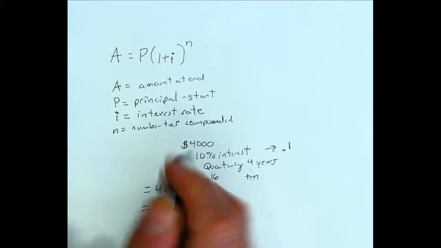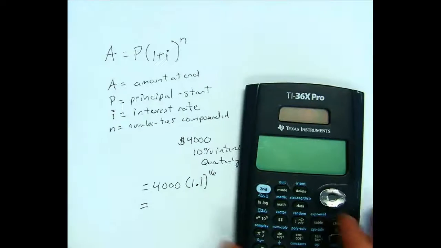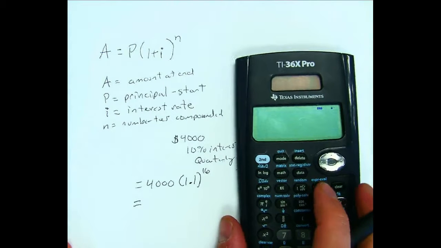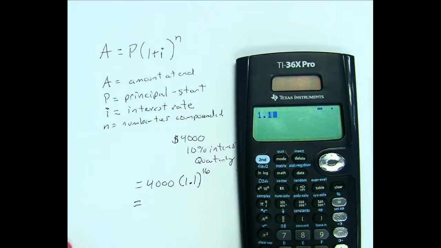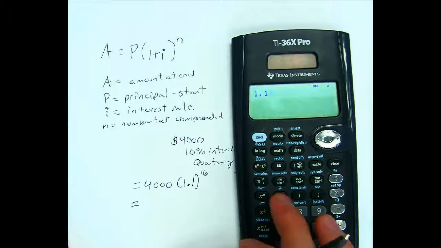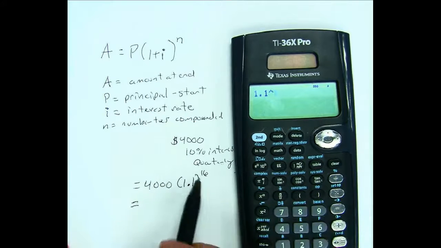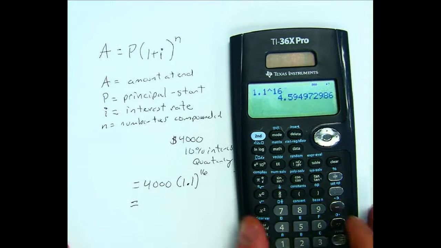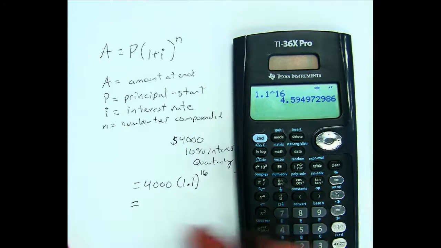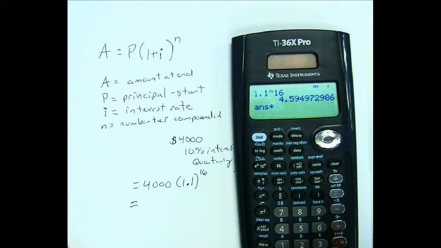So now I got to go to the calculator. Okay, I turn this on. I'm going to clear it. I first need to do 1.1. Okay, and now I got to raise it, and it was to the 16th. Enter. I got my number, so it's higher than 1. You know it's going to increase, which is right because it's growing. And now I'm going to times it by 4,000.